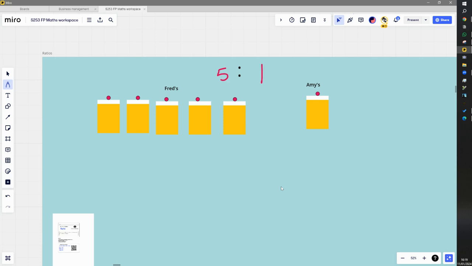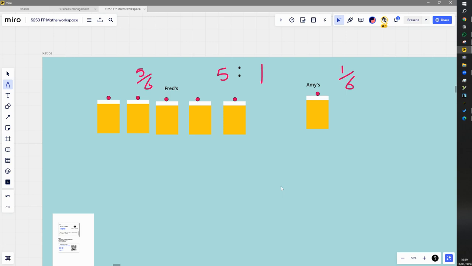So this is what ratios mean, and as you can see in each case, we can relate this to fractions. So the cake has been divided into 6 pieces, so we could say that Fred has 5/6 of the whole cake, and Amy has 1/6 of the cake. So a lot of what we're going to do with ratios is relating it to fractions, because it's very similar.